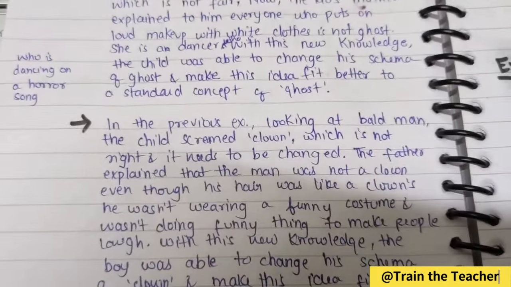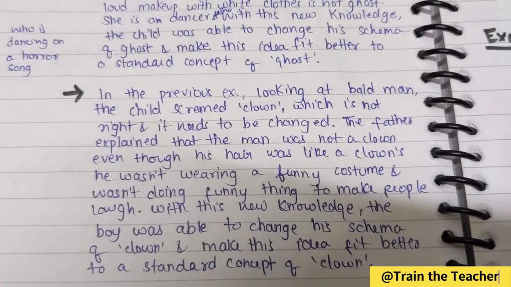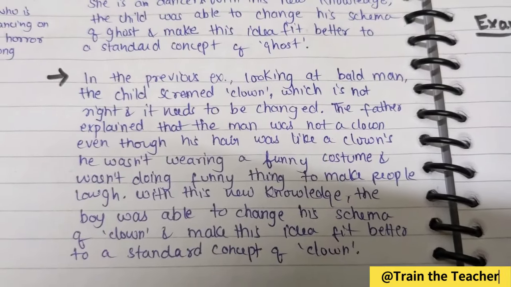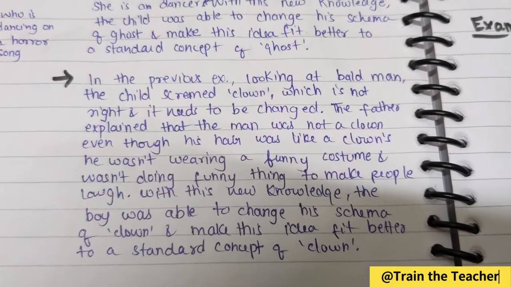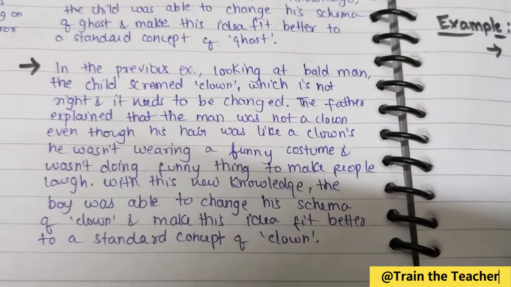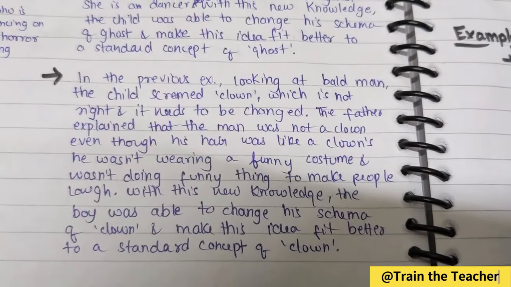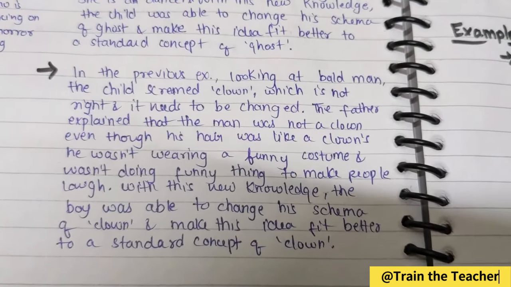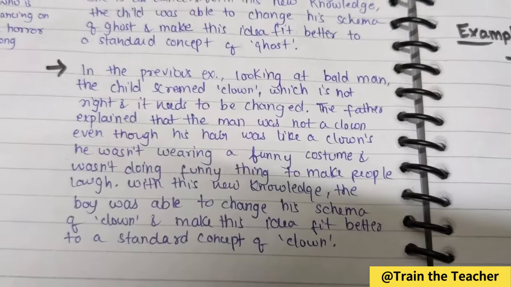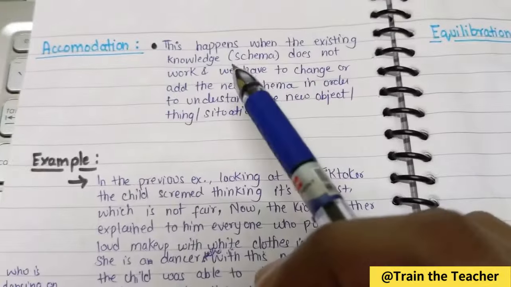Okay, also the clown example. In the previous example, looking at the bald man, the child screamed clown, which is not right, and it needs to be changed. So the father explained that the man was not a clown, even though his hair was like a clown's hair, but he wasn't wearing a funny costume, was he? And he wasn't doing any funny thing to make people laugh. देखिए ऐसे फादर अपने बच्चे को समझा रहे हैं, वो distinguish कर रहे हैं properly. Now with this new knowledge, the boy was able to change his schema of clown and make this idea fit better to a standard concept of clown. Okay everybody, so this is what accommodation means.